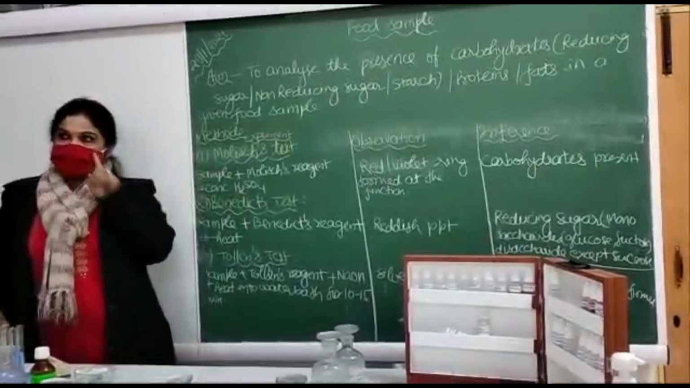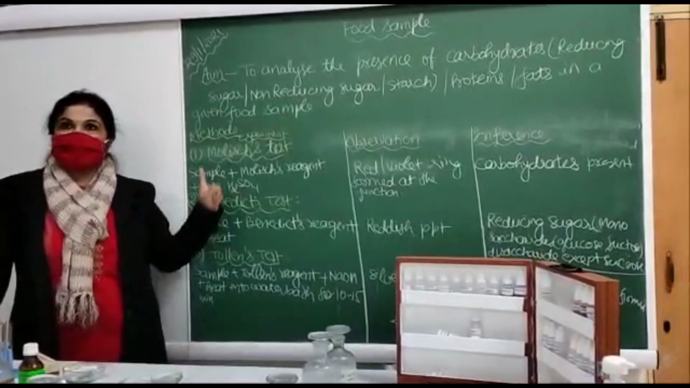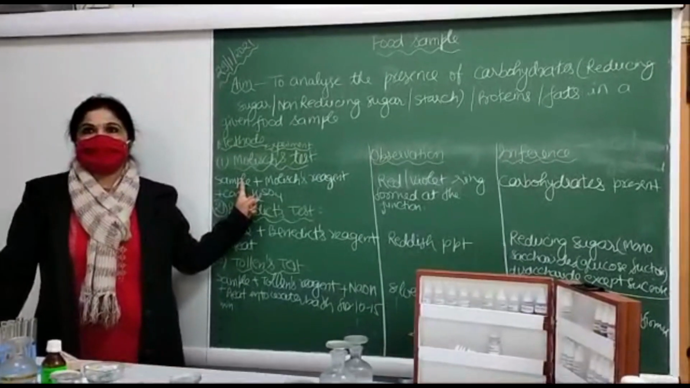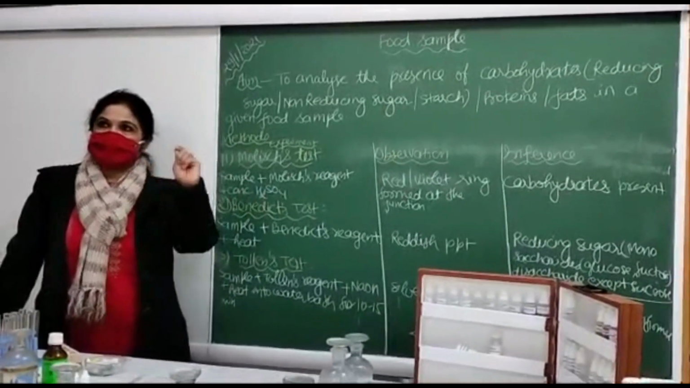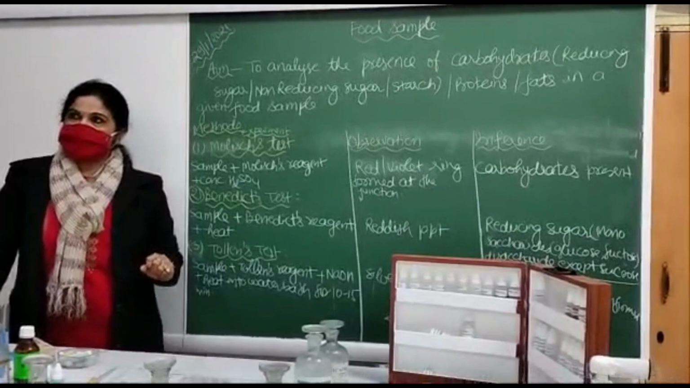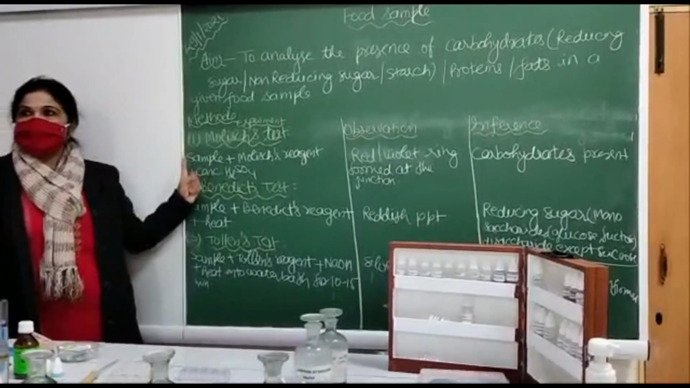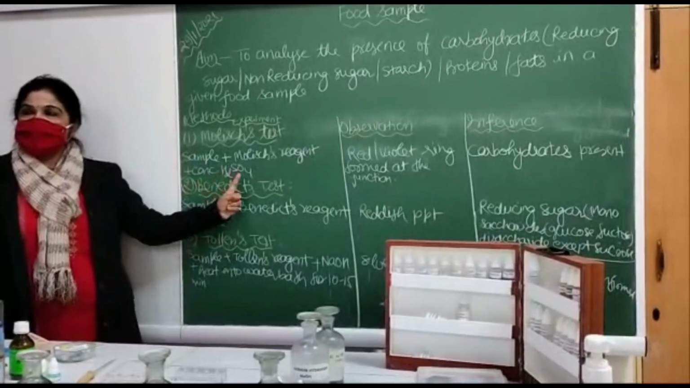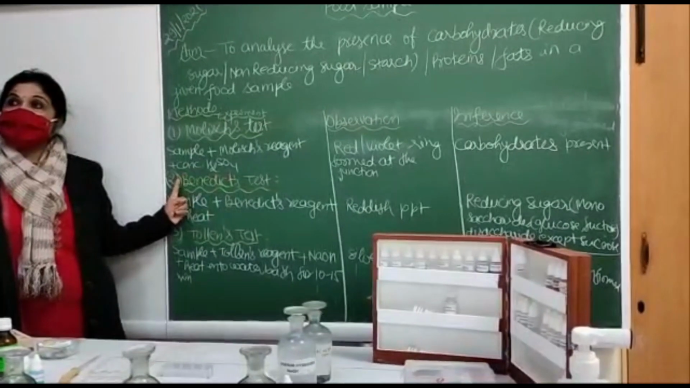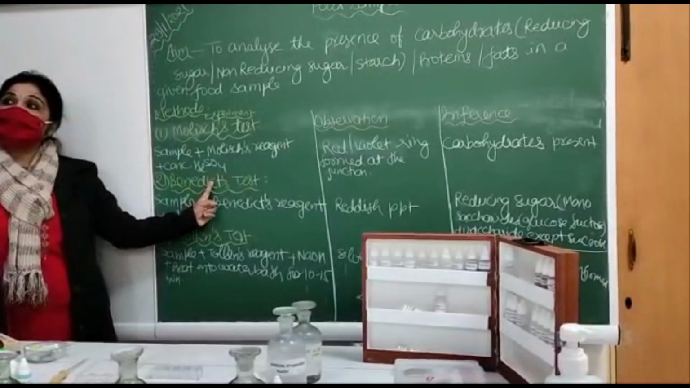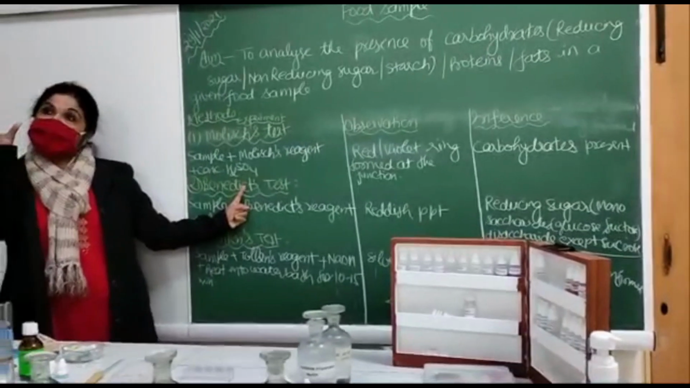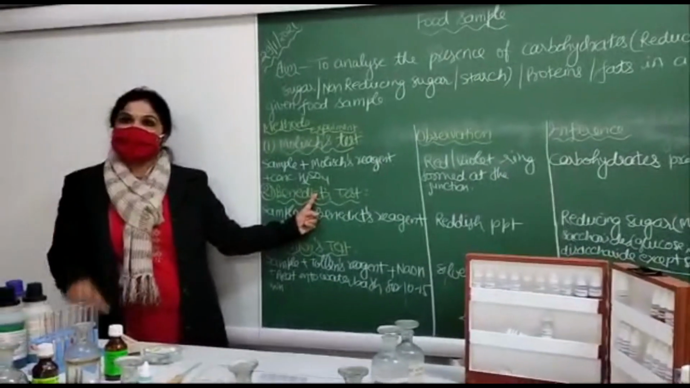First test, what is the first test you have to do for the food sample? First is Molisch test. So whenever you are taking the food sample, start with the Molisch test. Now what is the Molisch test? In the food sample, add Molisch reagent and then add concentrated sulfuric acid drop by drop along the side of the test tube, which I will show you.